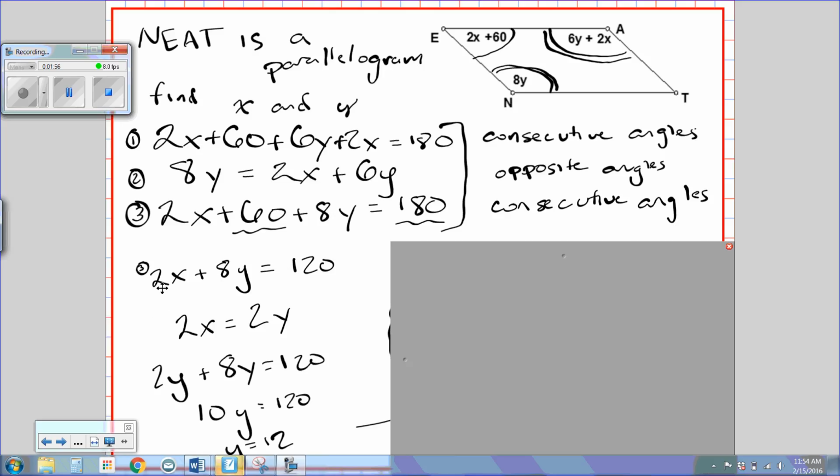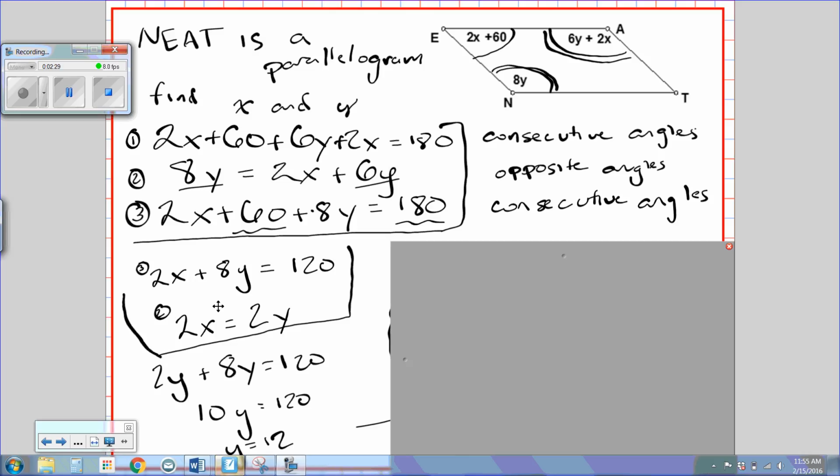And then the next one is based on equation 2. I saw a 6y on the right, and an 8y on the left, and I combined those and I got 2x equals 2y. If you need to take a second, pause the video and see if you understand where the first three equations came from, and then how I came up with the next two.